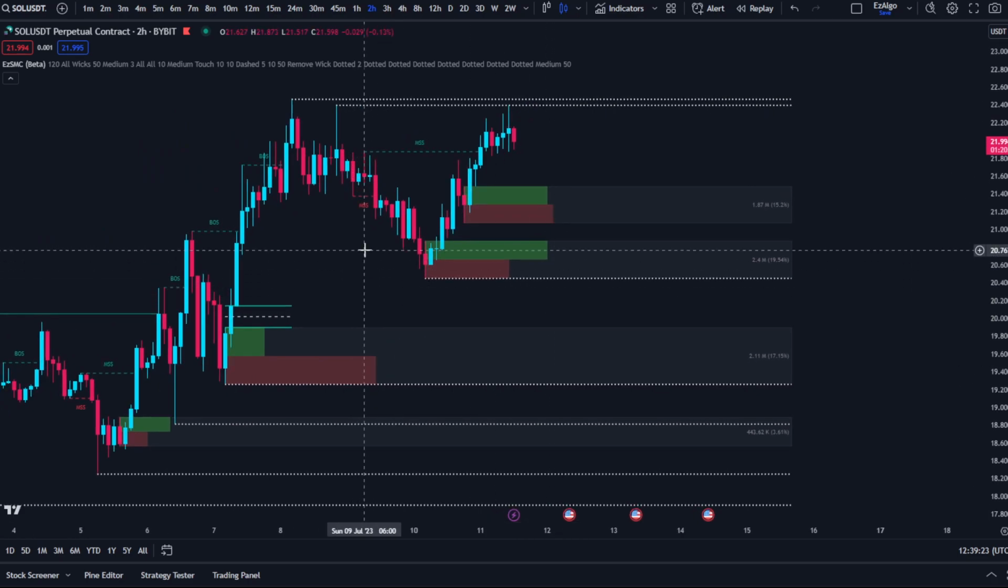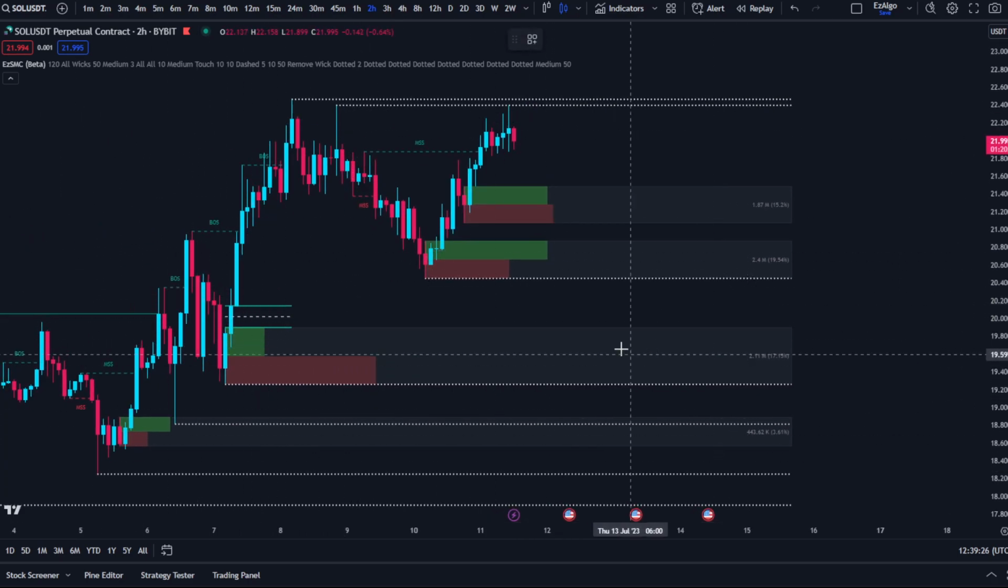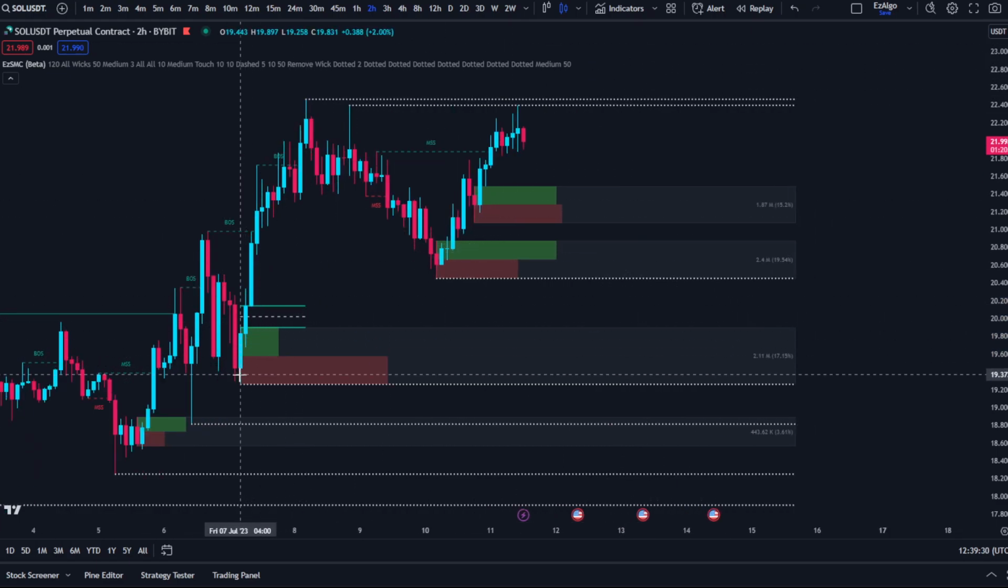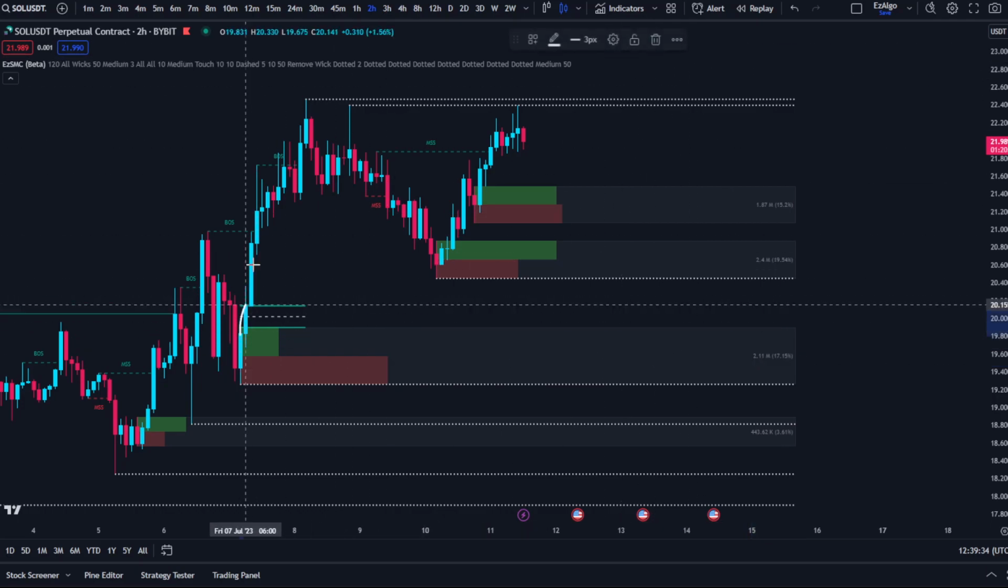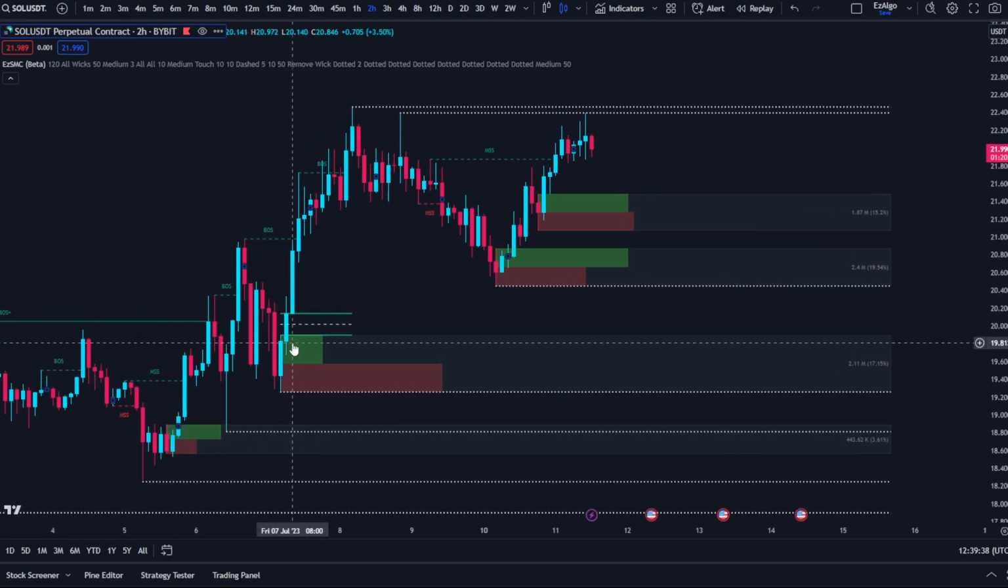So if anything, this would be your prime entry for a long position. Why? Well, first of all, we have this strong order block, right? We have this strong order block followed by a sharp move up with displacement. Right, so displacement means fair value gaps.